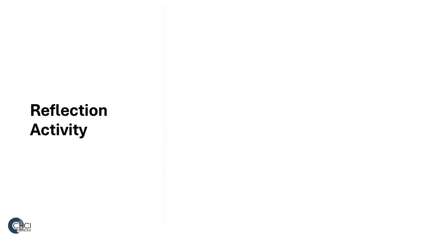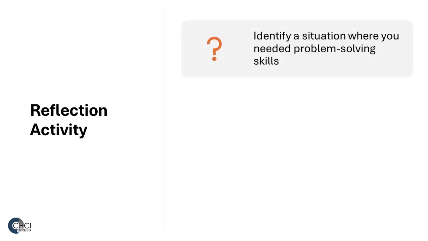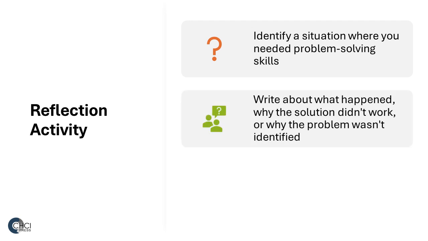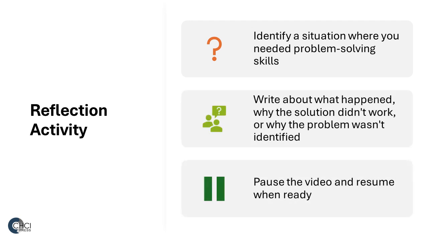Reflection activity. We're going to begin with a brief reflection activity. Identify a situation in which you wish you'd been able to apply problem-solving skills. Perhaps you found a solution, but it didn't actually solve the problem. Or maybe you were never able to figure out what caused the problem. Write a few thoughts about what happened. You'll need them later. Pause the video and resume when you're ready.